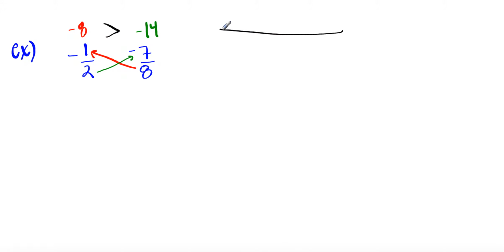And if you're unsure about that, you can always put 0 on the number line. Negative 8 is closer to 0, so that makes negative 8 bigger. Remember, when we're talking about negative numbers, the numbers that are farthest away from 0 are smaller. Okay, so that means negative 8 is bigger. So in that case, it means negative 1/2 is bigger than negative 7/8.